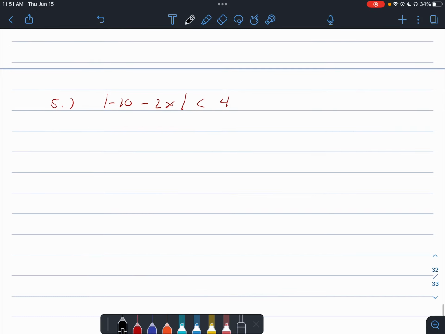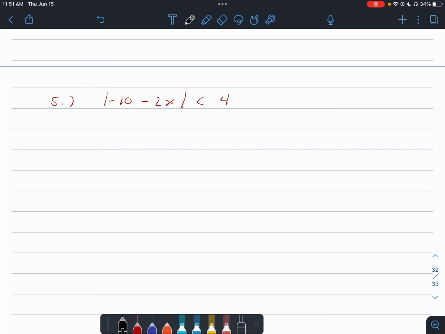How about this one? Here we have |-10 minus 2x| is strictly less than 4. In this case, we can write this as -4 is strictly less than -10 minus 2x, which is less than +4. So we want all values of this expression that are within a distance of 4 from 0.